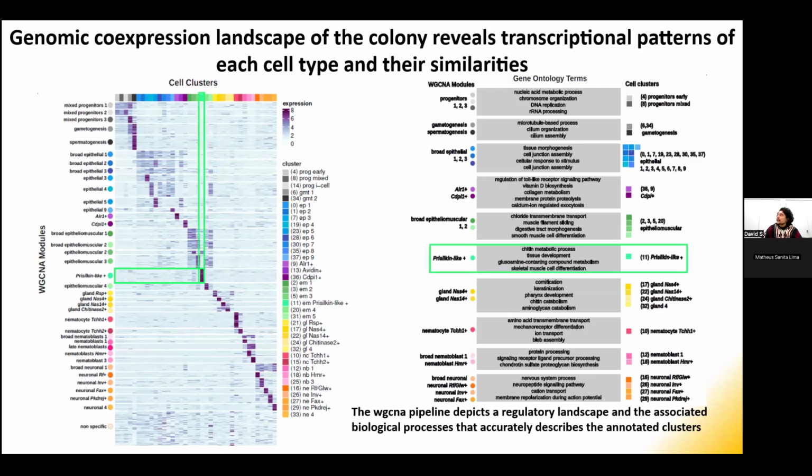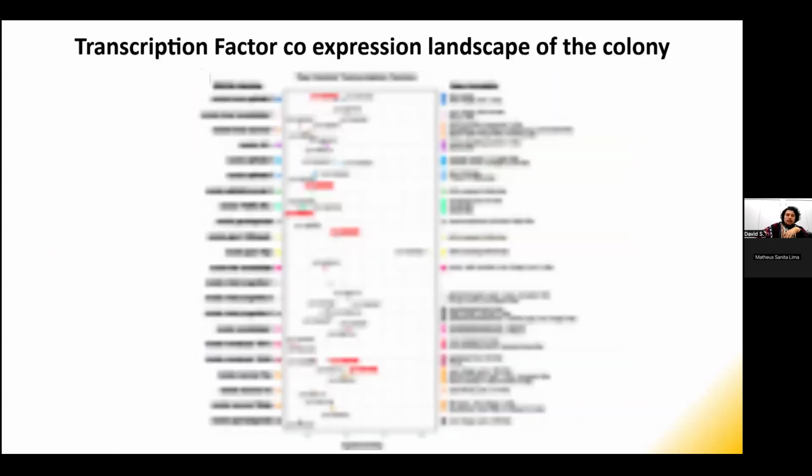And as an example, we see here very specifically genes that are in the pre-silkin positive gene module that are also specific to the pre-silkin positive cells. But I'm going to talk a little bit about this later on.